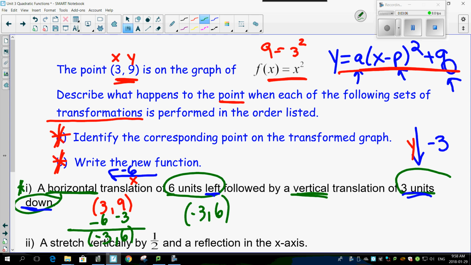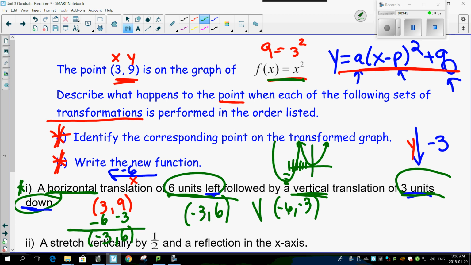Now, you're probably saying, well, wait a second. How can that possibly be? Well, simple. If you're going to move the point 6 units left, followed by 3 units down, you're moving the entire graph. Think about this. The original graph, f of x equals x squared, goes right through the origin. You're moving everything 6 left, 1, 2, 3, 4, 5, 6, and 3 down, 1, 2, 3, even the vertex. The vertex, if you think about it, is now (-6, -3). So that's going to help you give the equation. See what I mean? There's your new vertex.